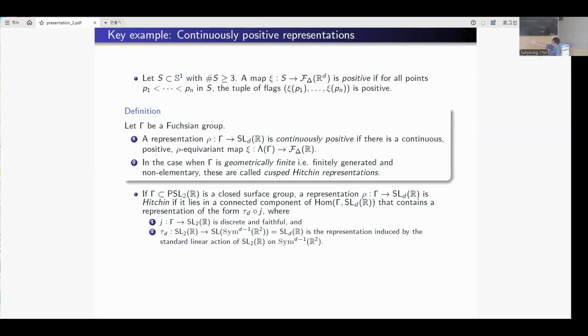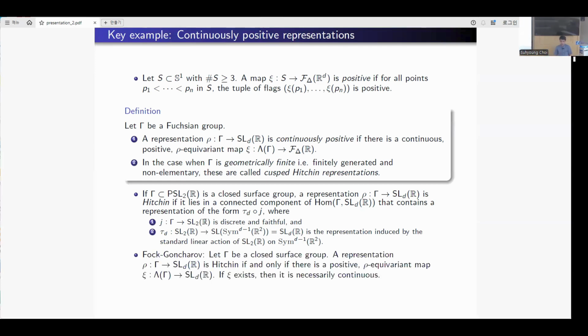Up to conjugation, this is the unique irreducible D-dimensional representation of SL2R. But that's maybe a more explicit description. These are called Hitchin representations, and it's in the paper of Fock-Goncharov that Francis has been complaining about. They actually proved this theorem.